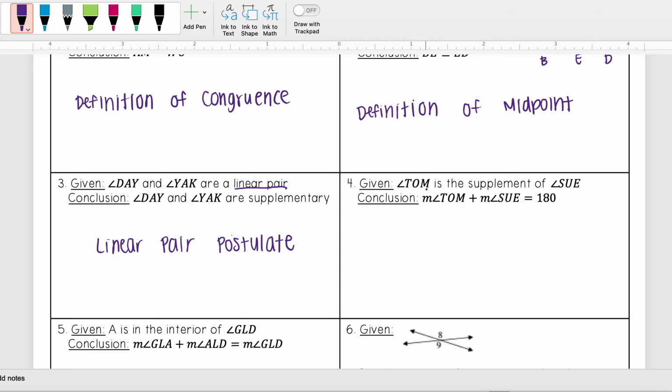Okay, number 4, I'm given that angle TOM is the supplement of angle SUE. My conclusion is that they add up to equal 180. So here I'm given that it is the supplement, in other words, they're supplementary. So this one's going to come from the definition of supplementary angles.